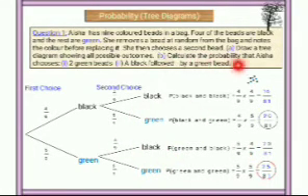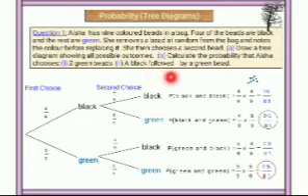Now calculate the probability that Aisha chooses 2 green beads. 2 green beads will be what? Green and green. So 2 green beads will be green and green. That is, just come here, 5 over 9 multiplied by 5 over 9, which is equal to 25 over 81. 5 multiplied by 5 is equal to what? 25. Then 9 multiplied by 9 is equal to 81. That is for 2 green beads.